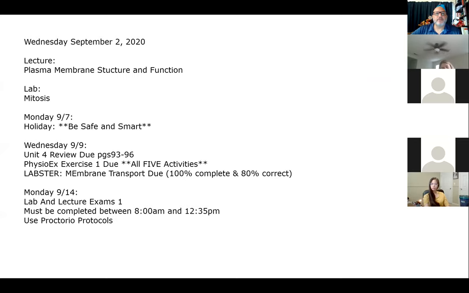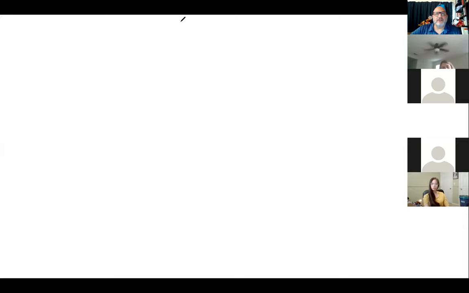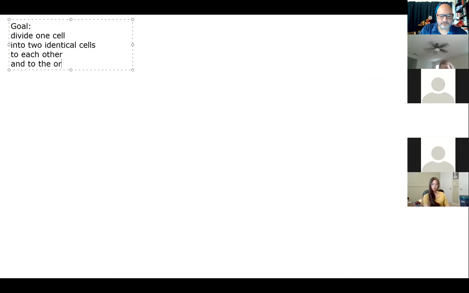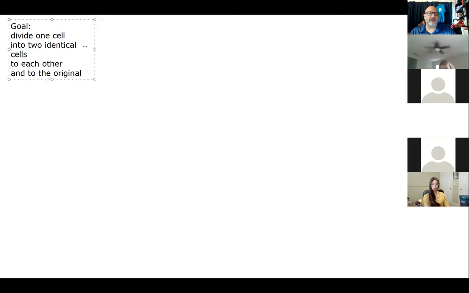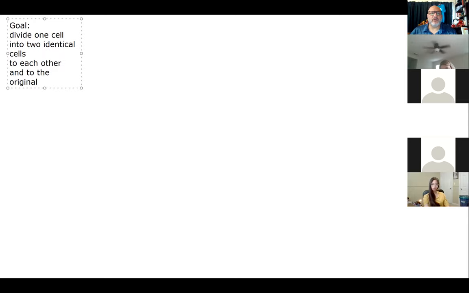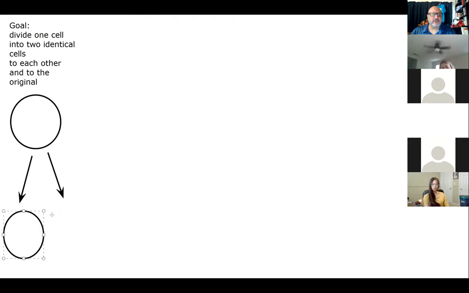All right, so let's remind ourselves of what our goal is here. Our goal is to divide one cell into two identical cells. And by identical, I mean identical to each other and to the original. That is the goal of this process. And we can cheat by drawing that here. So here, let's go black. There is cell one, and we want this cell one to divide to form two cells that are identical to each other.